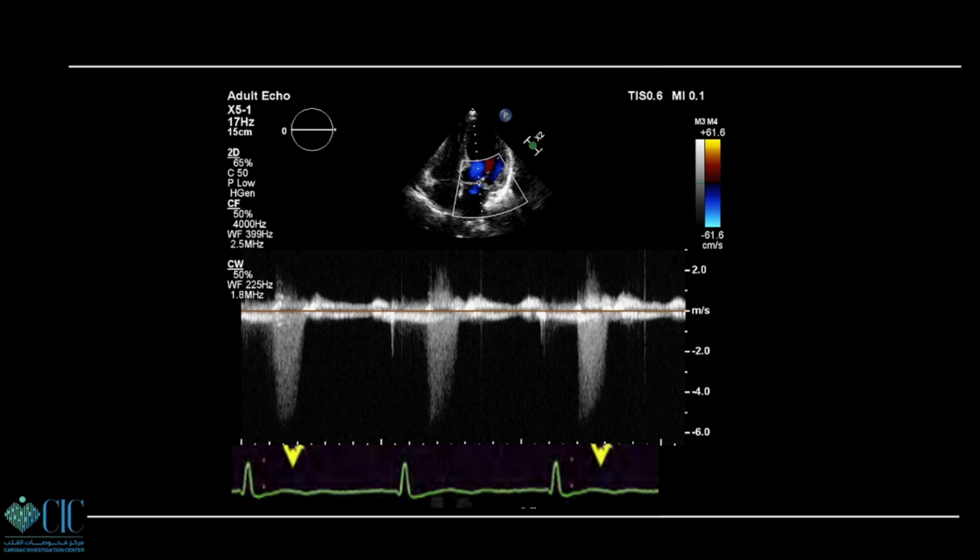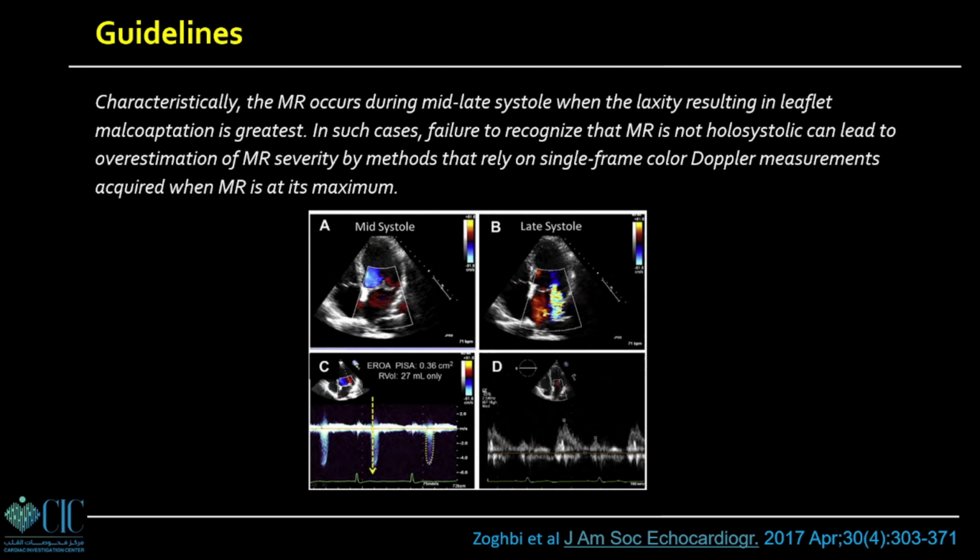The water tap is not open during the whole systole, only half of systole. This has to reduce the quantification of mitral regurgitation. This is not me saying that, this is the guideline. They are saying failure to appreciate the duration of MR will let you overestimate the mitral regurgitation in patients with prolapse, especially when the mitral regurgitation occurs late.